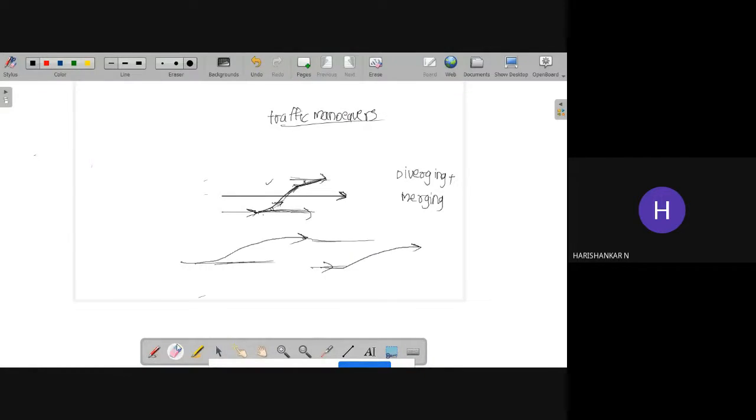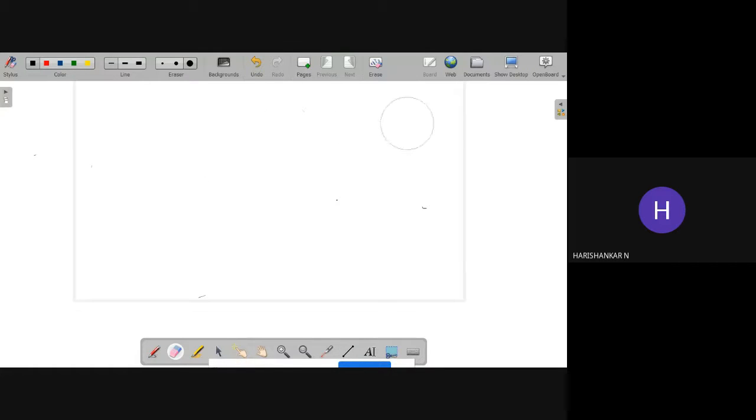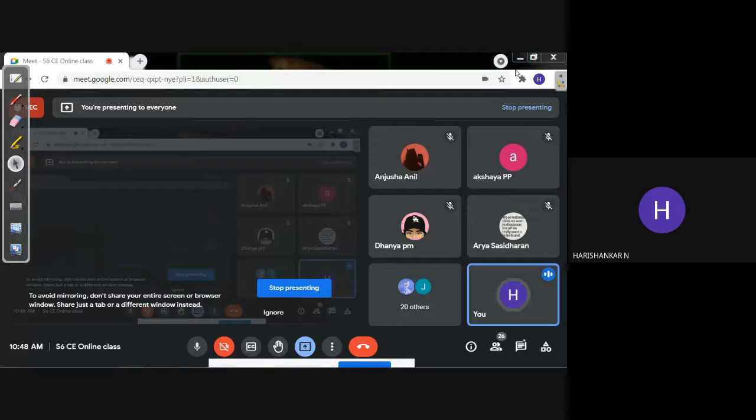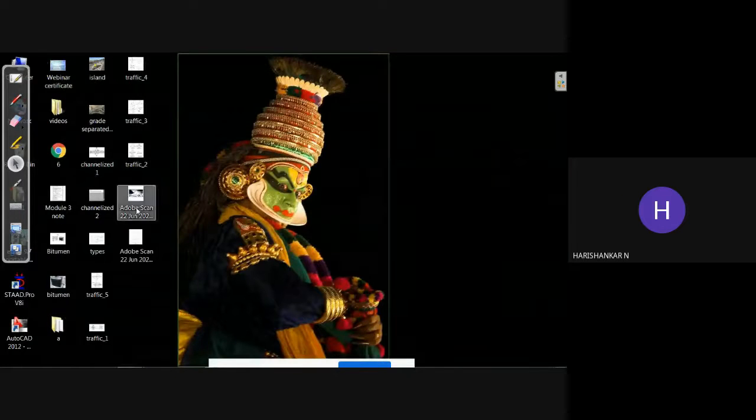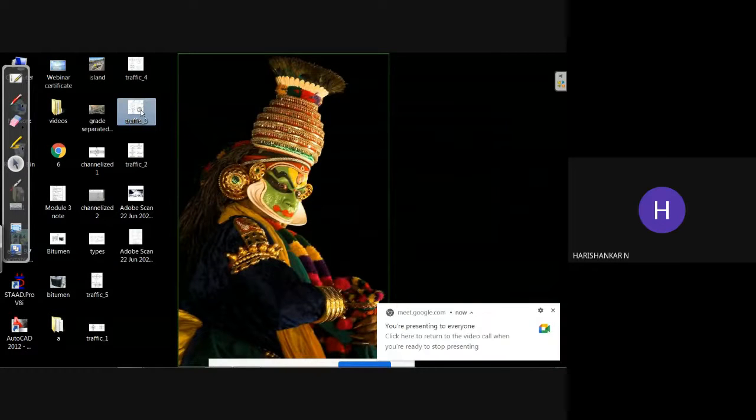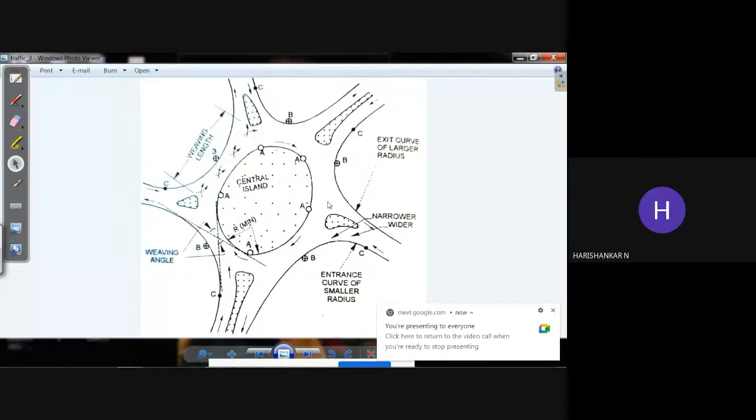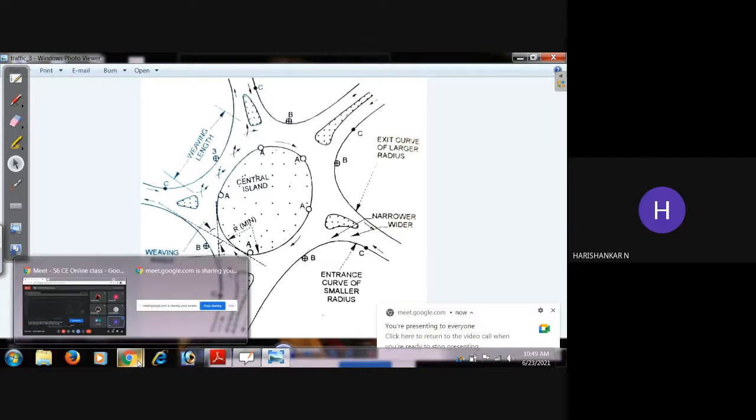Okay, so why have I discussed all these maneuvers? It will be helpful to study the rotary. I have already shown the image of the rotary, and now you have to see the diagram of the rotary. I hope you can see this diagram, isn't it?